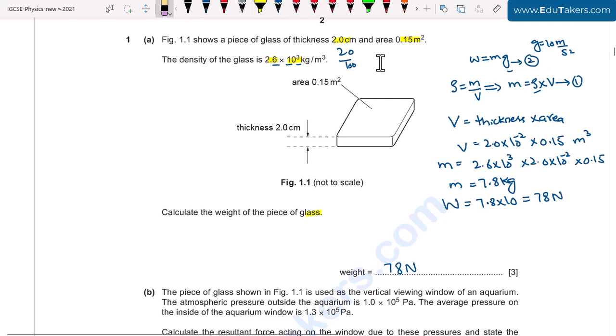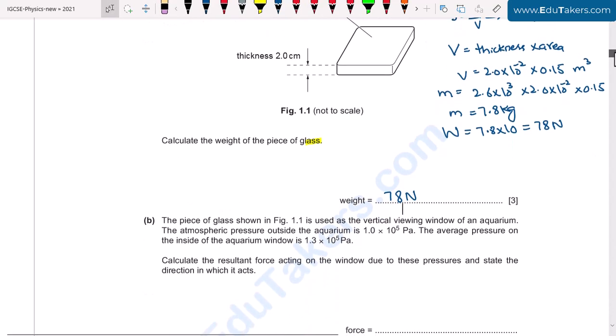Part B. The piece of glass shown in figure 1.1 is used as a vertical viewing window of an aquarium. The atmospheric pressure outside the aquarium is 1.0 × 10^5 pascals. The average pressure on the inside of the aquarium window is 1.3 × 10^5 pascals. Calculate the resultant force acting on the window due to these pressures and state the direction in which it acts.